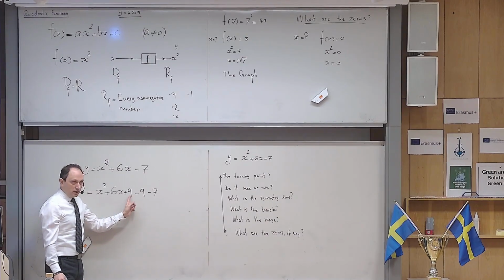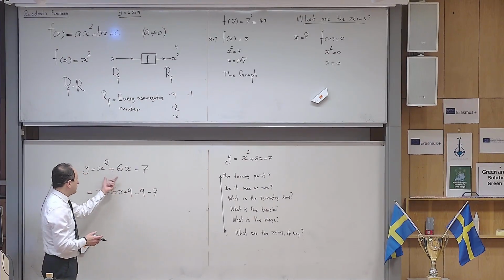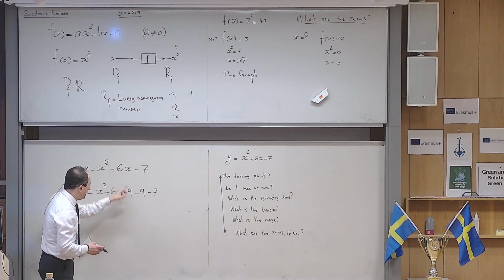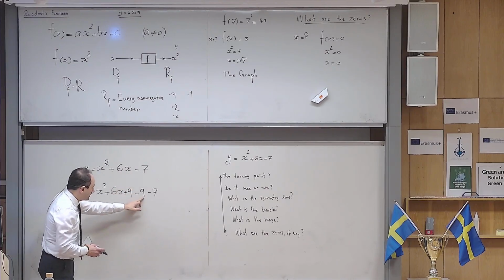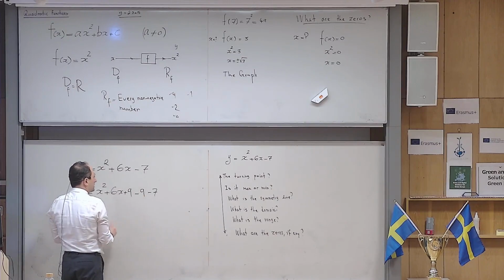I added a 9, and I took the 9 away, so I did nothing. I have to do this because I don't want to change the problem. The problem is to find the range or whatever about this function. When I add 9 to this, I have to subtract 9 because 9 is not there. So now 9 and 9 are gone. You might say, what is the benefit?